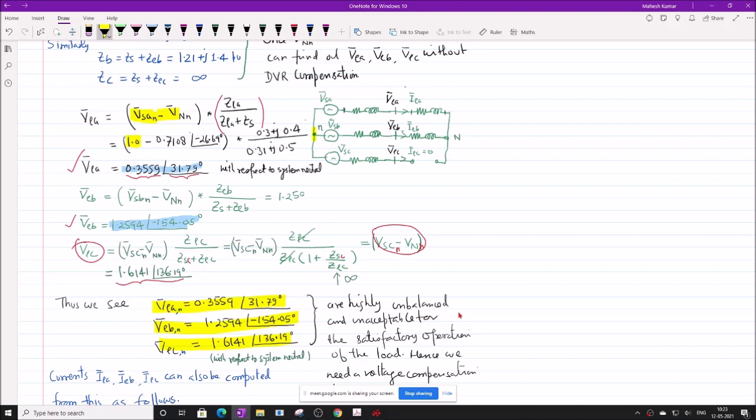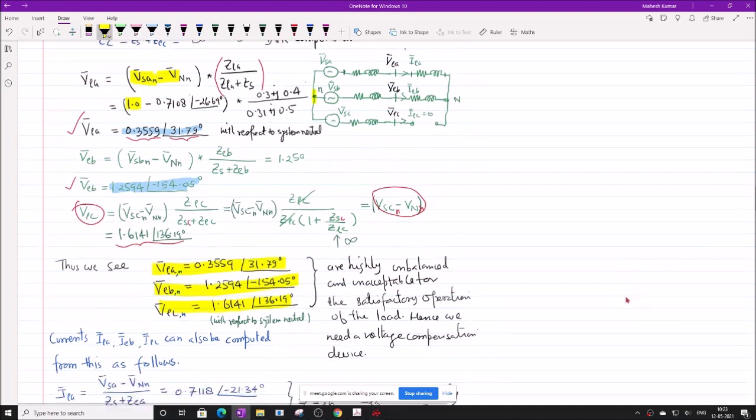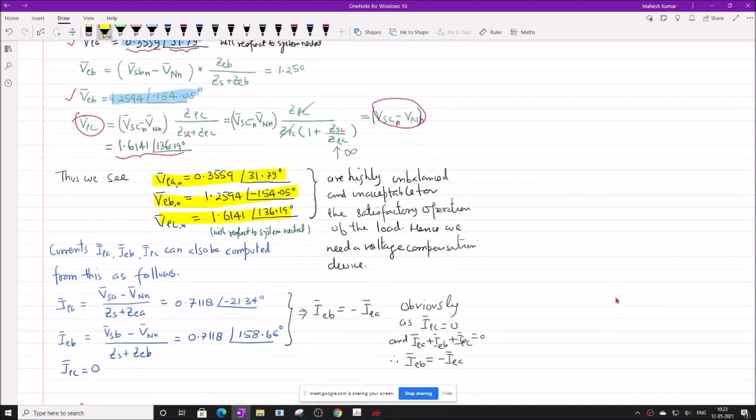And the performance of the three-phase system will not be satisfactory if they receive this kind of voltage at the load terminals. So they are unacceptable, and now we want to maintain VLA, VLB, VLC as 1.0 per unit.